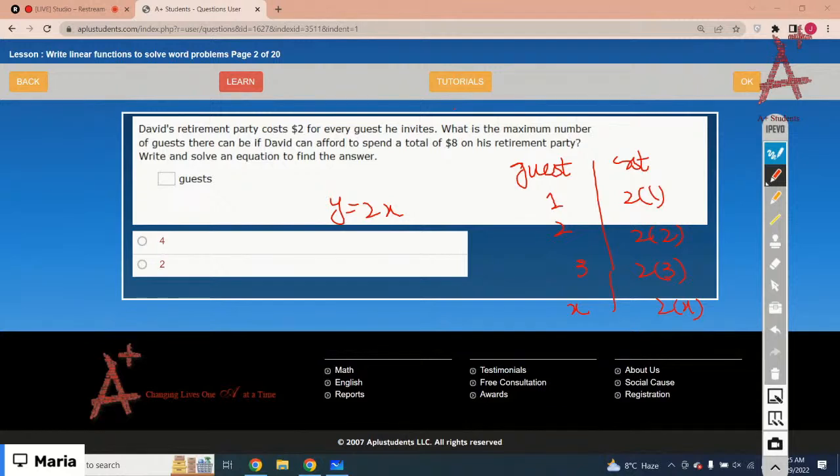Got it? So that means you have 8. It would be c equals 2x. Got it? So 8 equals 2x. You have to find the value of x. Divide both sides by 2. 2 and 2 cancel out each other. And 2 times 4 is 8. That means if he had just $8, he can afford 4 guests. Got it? So the correct option is option number 1. Just select the correct option, then click on the OK button. Got it?